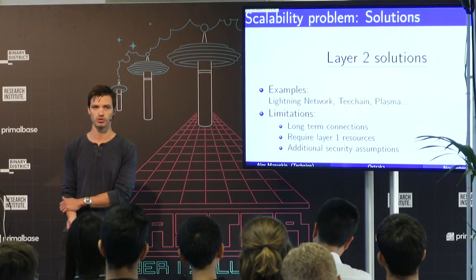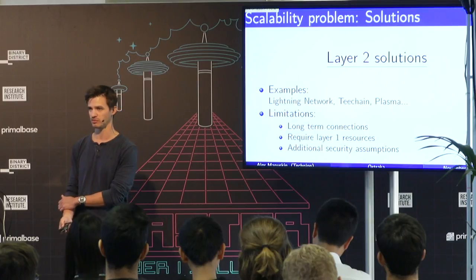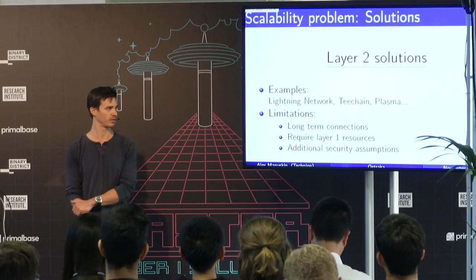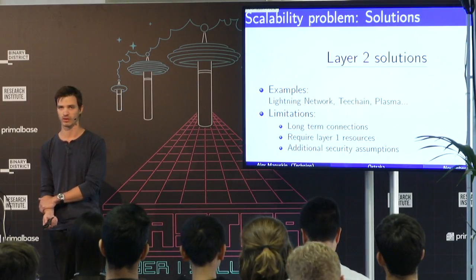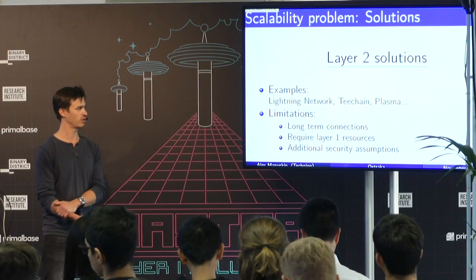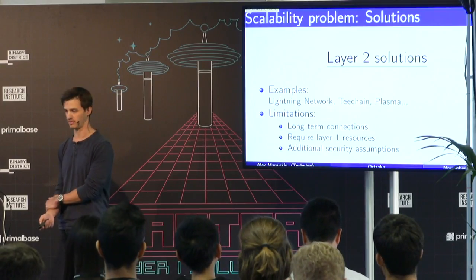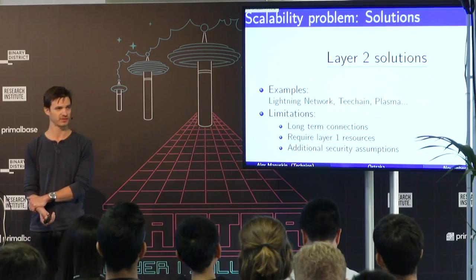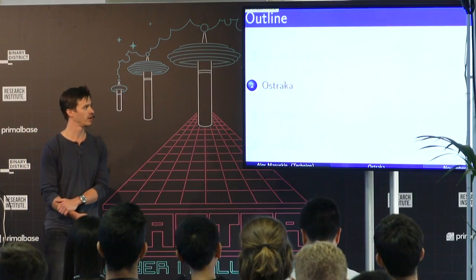And usually they require additional security assumptions. If, for example, you're using a Lightning Network, then you need to have some kind of deposit on the blockchain, and you can't use it for anything else while it's there, or a trusted execution environment.